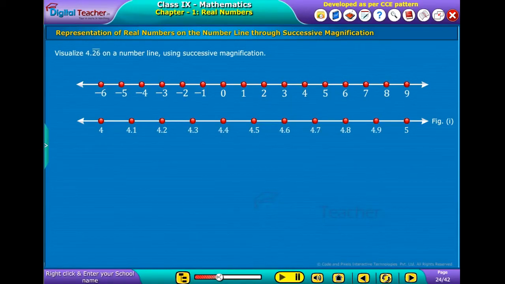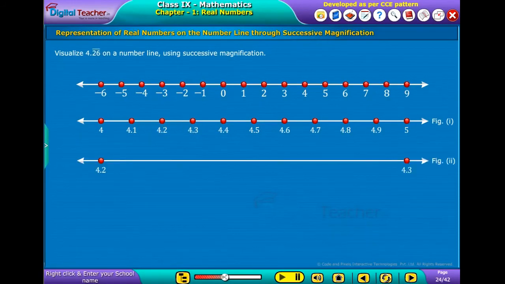Now, look at the portion in between 4.2 and 4.3 using a magnifying glass and realize that 4.26 lies between them as shown in figure 2.